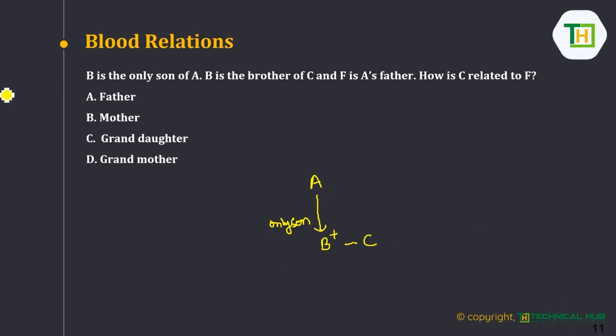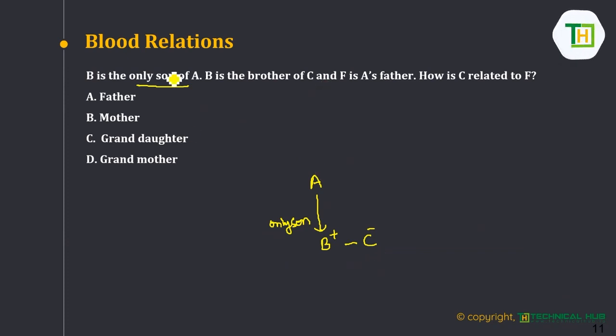So one condition is given: B is the only son of A. So remaining all are here daughters. Clear? B is the only son of A, so B's remaining siblings are all daughters. So C is replaced here by female. Clear everyone? So B is the brother of C means C is taken as female. One condition is given: B is the only son of A, so remaining all are daughters. Means C is the sister of B.